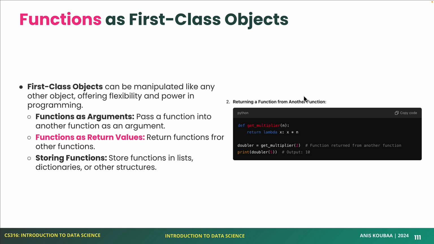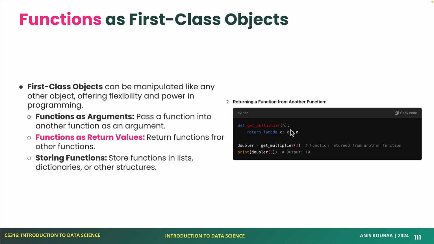Another usage of a function as first class object is that a function can return another function, return functions for other functions. So get multiplier here will return this lambda expression, so it will return x multiplied by n. Now I can make an assignment: doubler is a variable equal to get multiplier 2. What will be doubler here? What will be the type of doubler?